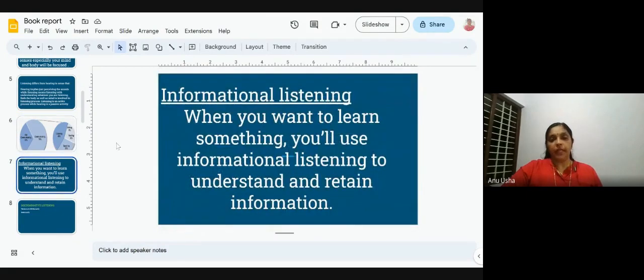The first one is informational listening. When you want to learn something, you will use informational listening to understand and retain information. That is what our students are doing in our classrooms, whether it is physics or maths or chemistry or English or Malayalam or any other language or subject. They are actually using this informational listening skill. That is, they need to learn something, they need to get the information. So they are listening, they want to understand it, and they want to retain that information.